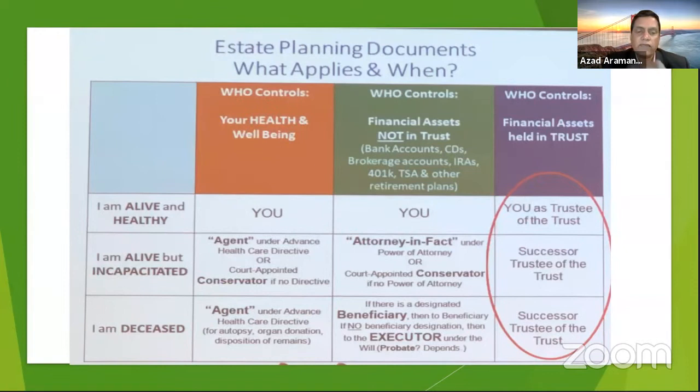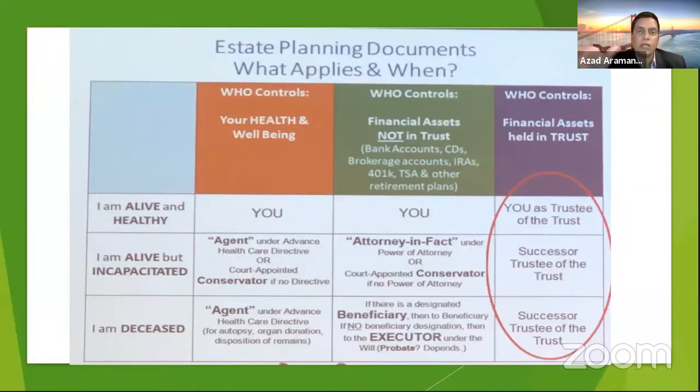The agent appointed under the Advanced Healthcare Directive, or a court-appointed conservator if there is no Advanced Healthcare Directive. That's where it's important that you specify who is going to take care of you. What about your financial assets? The attorney-in-fact under the power of attorney, which you specified when completing this estate planning, or a court-appointed conservator if no power of attorney exists. And who controls financial assets held in trust? The successor trustee of the trust. You have already identified those people, and they will be handling all your assets.